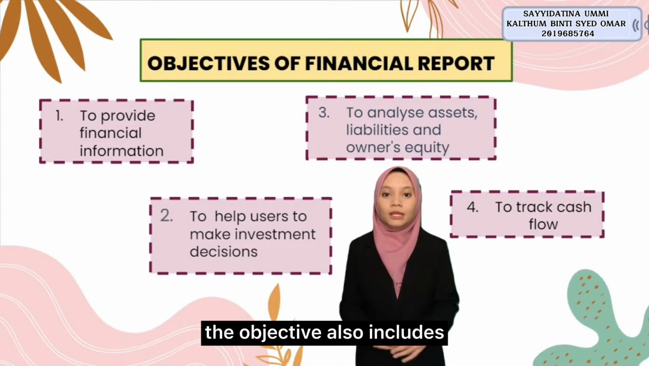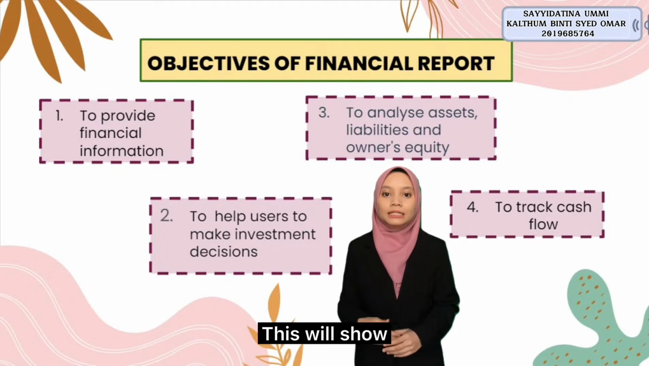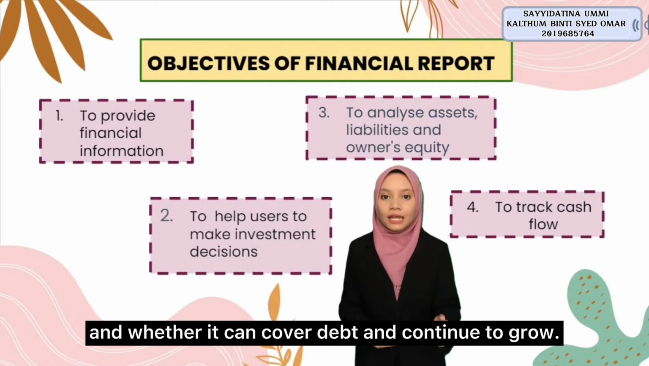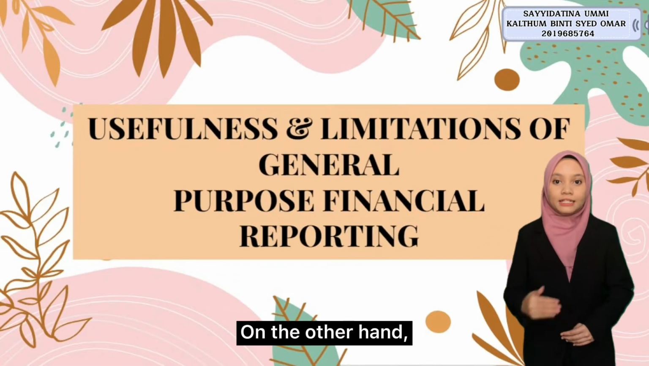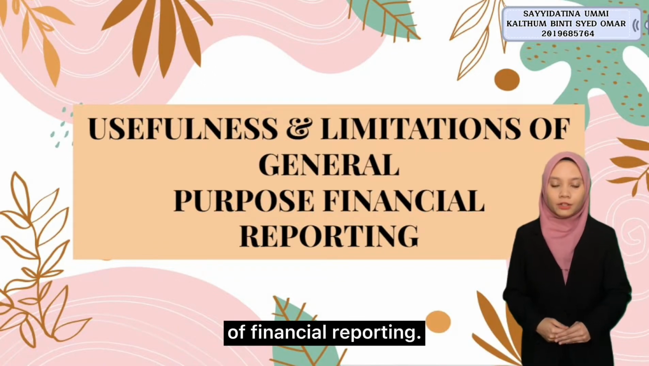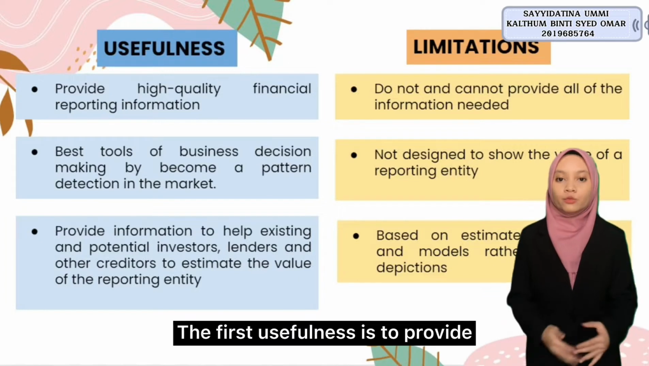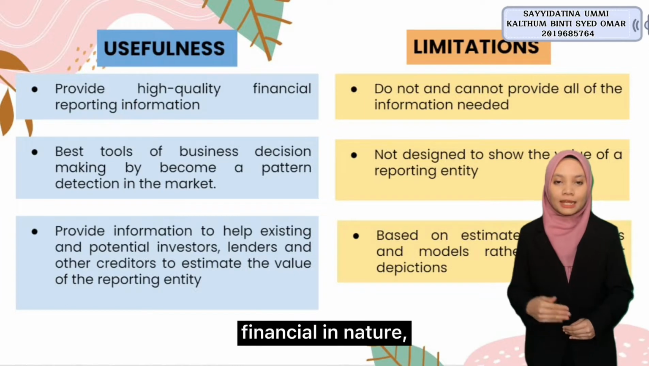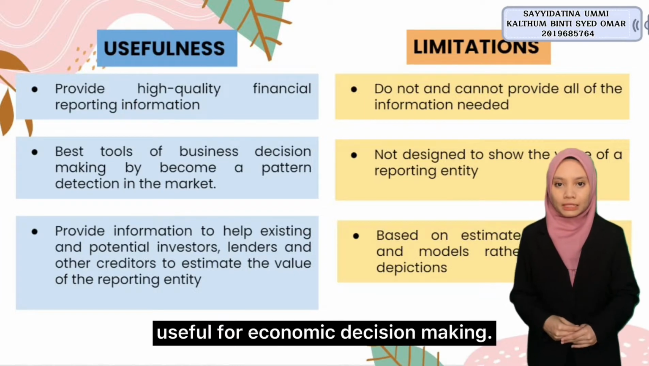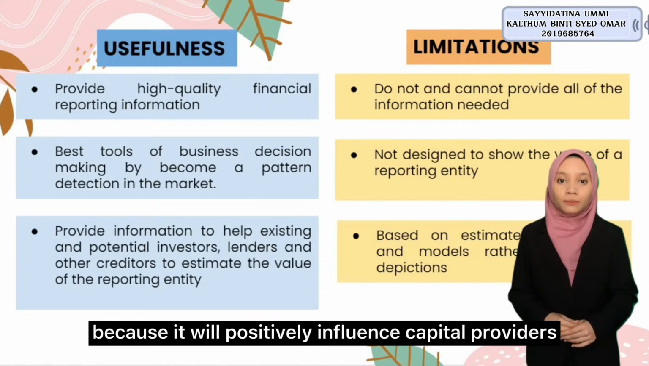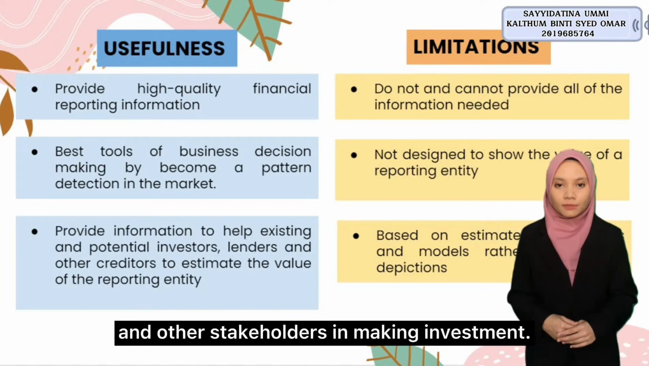Not only that, the objective also includes to track cash flow. This will show how well a business is currently performing and whether it can cover debt and continue to grow. On the other hand, there are a few usefulness and limitations of general purpose financial reporting. The first usefulness is to provide high-quality financial reporting information that is primarily financial in nature, useful for economic decision-making. Providing high-quality financial reporting information is important because it will positively influence capital providers and other stakeholders in making investment.